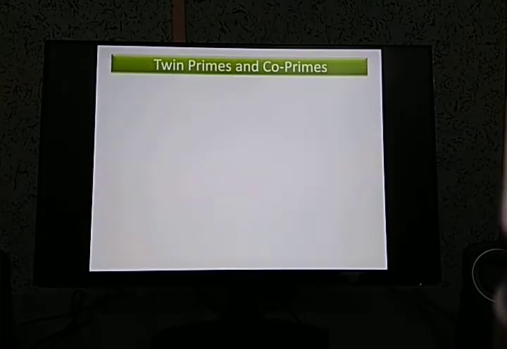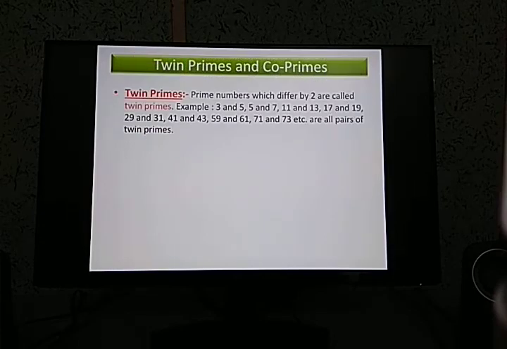Now moving on to the next topic, twin primes and co-primes. So what are twin primes and co-primes? Twin primes are those prime numbers which differ by 2. Say we are given 2 prime numbers, and you have to see what their difference is. If the difference is 2, then those are called twin primes.